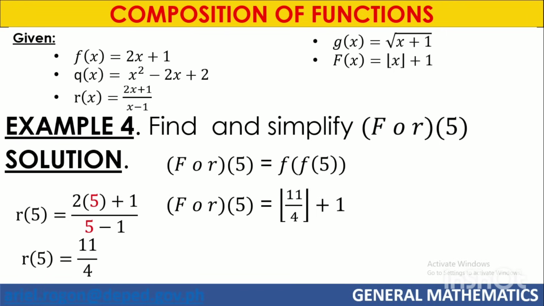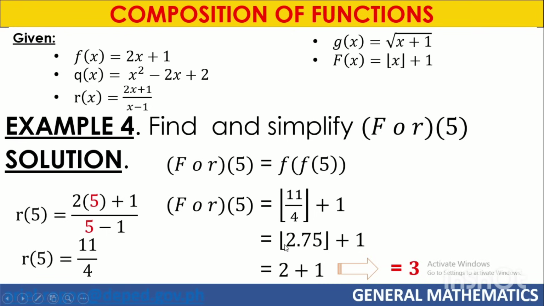Now, since isa-substitute natin yung r of 5 sa x nung f nitong given function natin, so greatest integer yan. So kapag dinivide natin yung 11 plus 4, that is 2.75. Since greatest integer yan, 2 pa rin ang sagot dyan. 2.75, so 2 pa rin ang sagot. Therefore, the final answer is 3. Again, pag greatest integer, halimbawa 2.6, 2.1, 2 pa rin ang sagot. Okay? So therefore, the answer is 3.